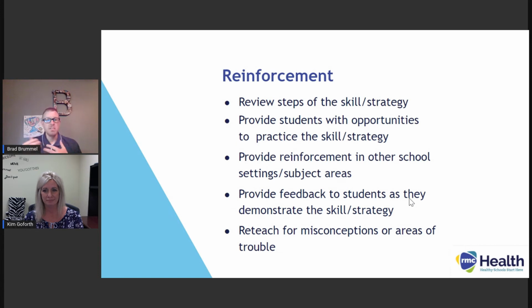And then we want to reteach. As you are using your formative assessments, as you're observing your class and your students, you're going to find areas that you need to reteach. And that is a best practice for reinforcement. You're going to find that the feedback and the reteaching is probably where you have the most power as a teacher to make an impact on those students' lives.